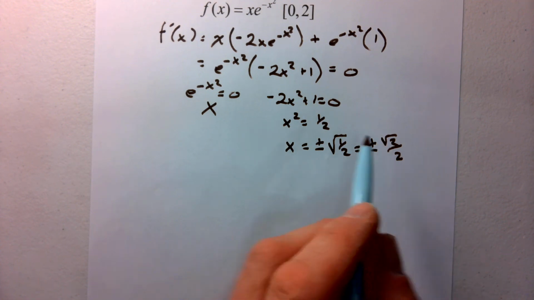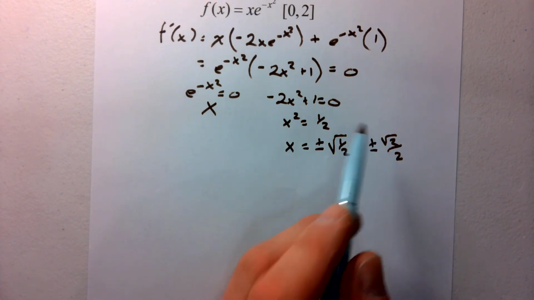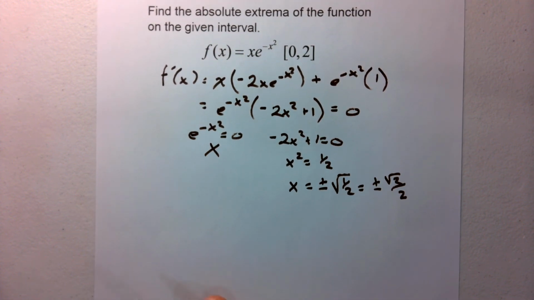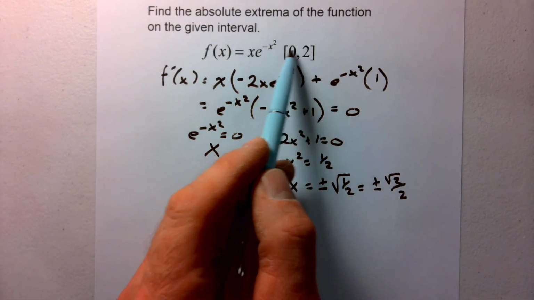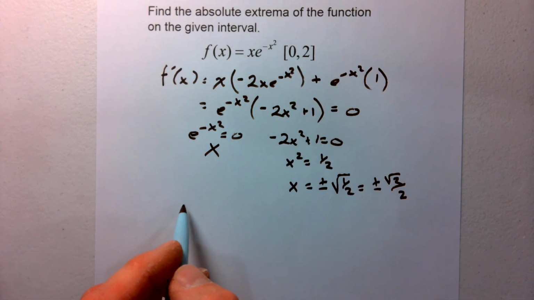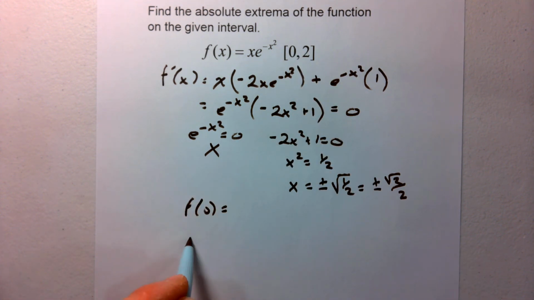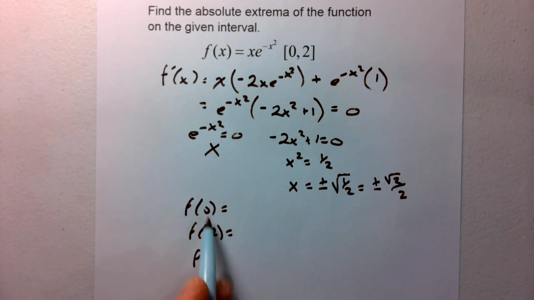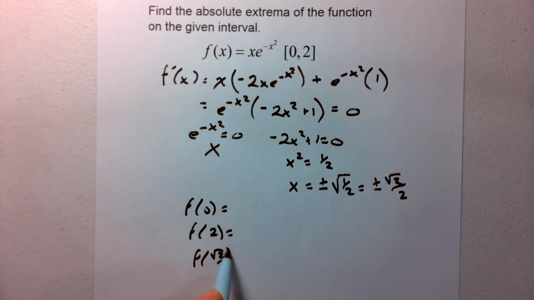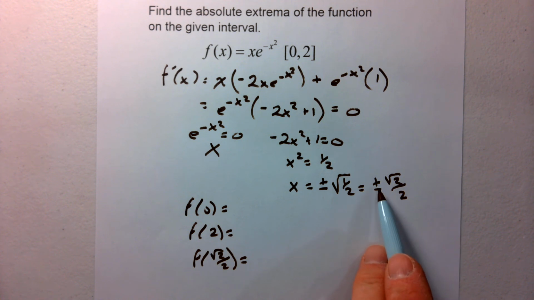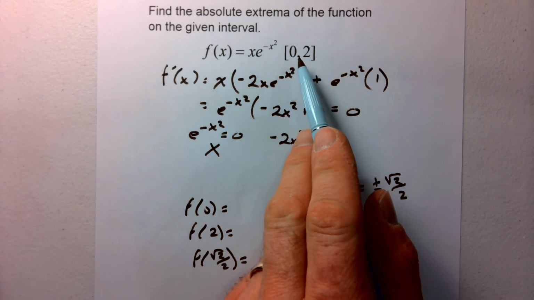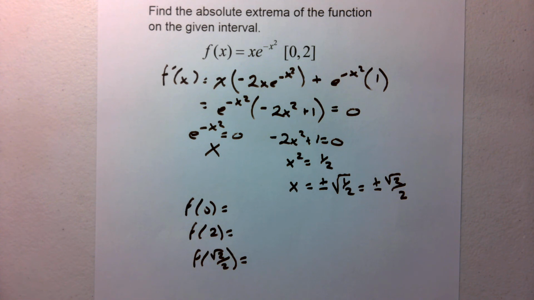Yes, we did. So to find the absolute extrema on an interval from 0 to 2, remember we test the endpoints. So we find f of 0 and f of 2. But we also test any critical values in between that we find from that first derivative. So we just have √2/2. The negative does not work because we're only looking from 0 to positive 2.